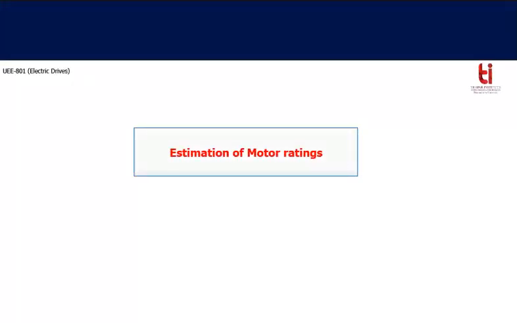Estimation of motor ratings. Here, first of all, I want to discuss why this estimation of motor rating is so important. When we are going to develop a drive system to run a load, our main motive behind it is that our drive system must be efficient and economical. Now, we have to run a load. To run that load, what will be the optimized size of the motor? We have to decide. Then we have to find the different insulating materials for that motor. To find that, we have to model this complete motor system. Thermal modeling of the motor is to be done.